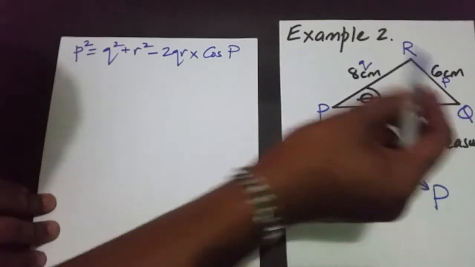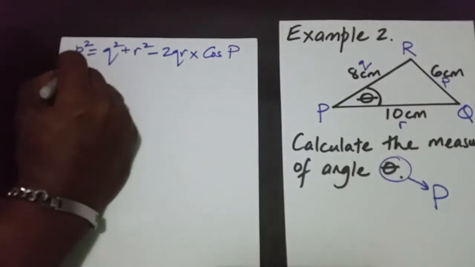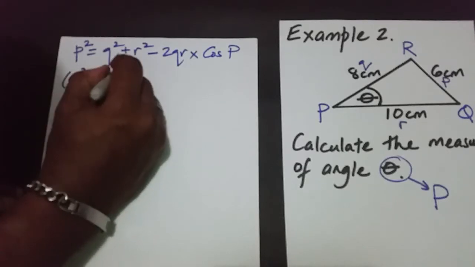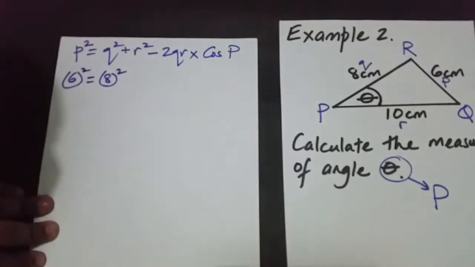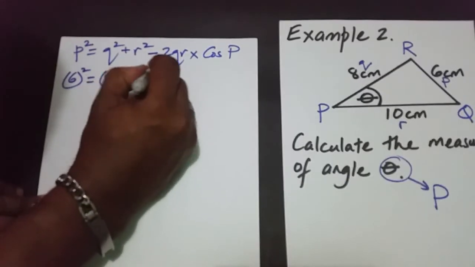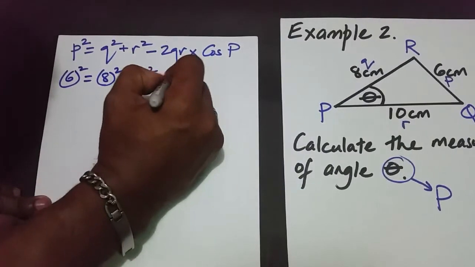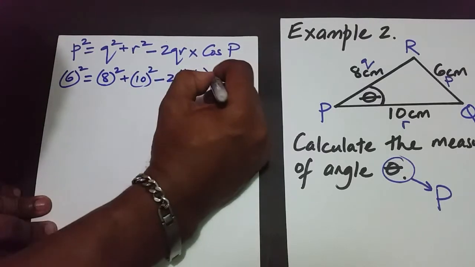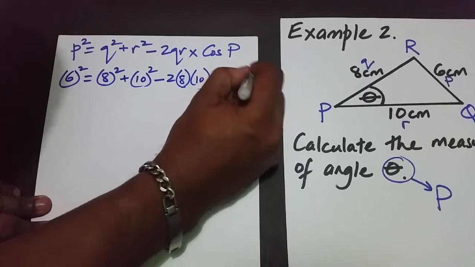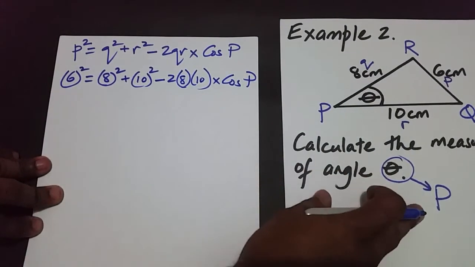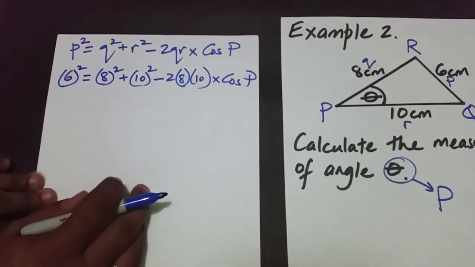So little p is 6 all squared. Little q is 8 all squared. Little r is 10 all squared, minus 2 times 8 times 10 times cosine of P. And remember, that's what we need to find, what P is. If you know what P is, then we know what theta is.